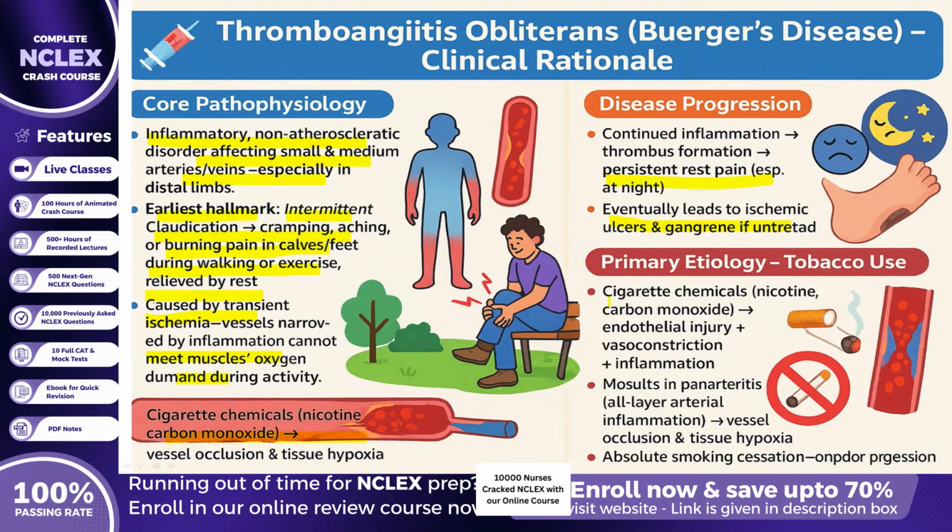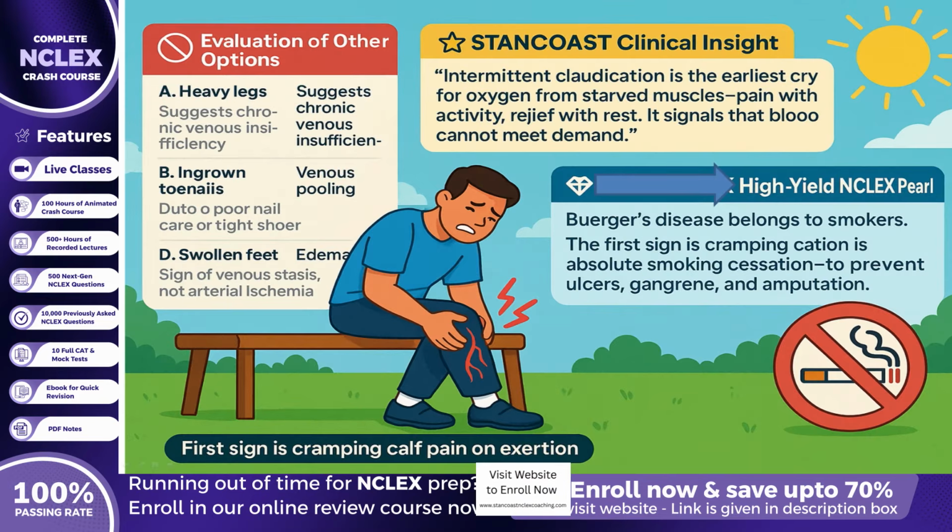When analyzing the incorrect options, option A, which describes a heavy feeling in the legs, is more typical of chronic venous insufficiency or varicose veins, conditions caused by venous pooling rather than arterial ischemia.